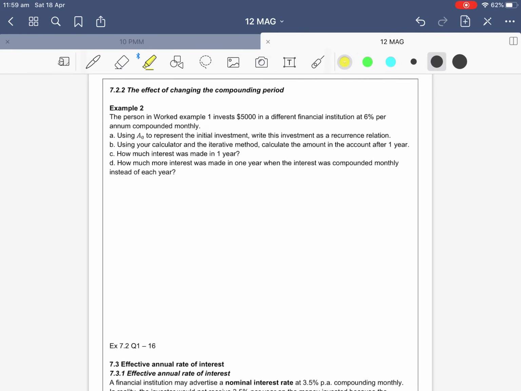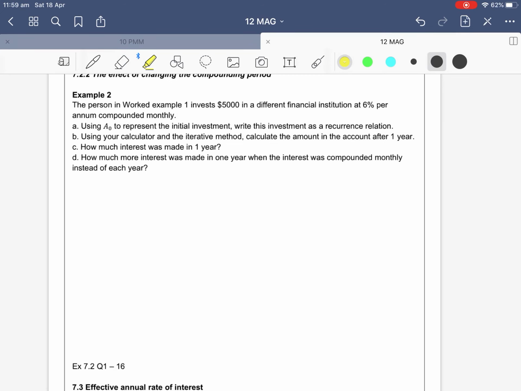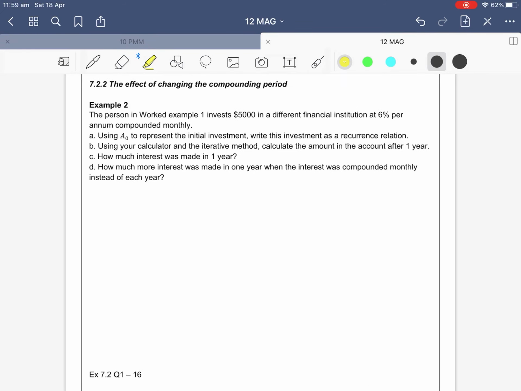So this is when we have a change in compound period. As you know, and we've spoken about this in class a few times, we don't often compound annually. In fact, it's much more common to compound monthly in banks in real life. So let's have a look at example 2. The person in worked example 1 invests $5,000 in a different financial institution now at 6% per annum compounded monthly. So that's the only thing that's different between the two examples.